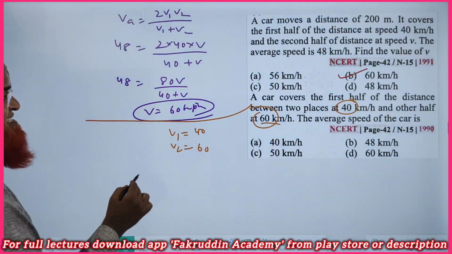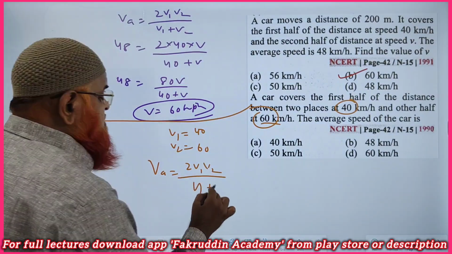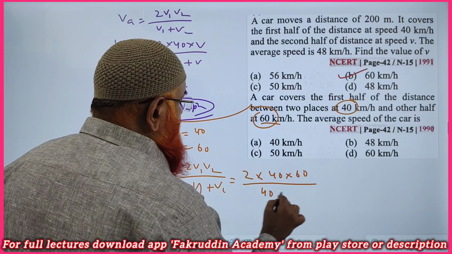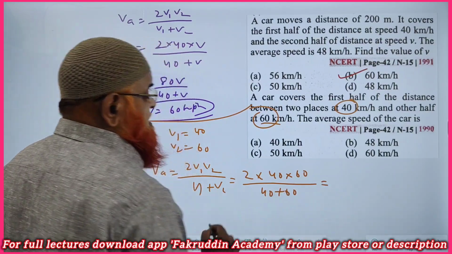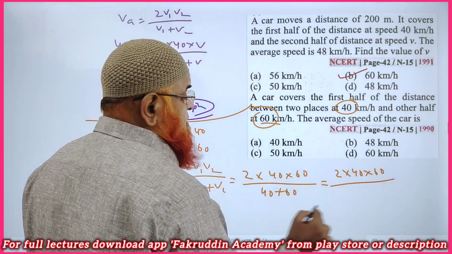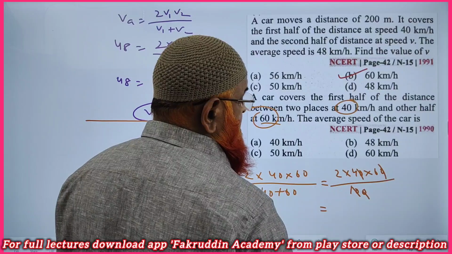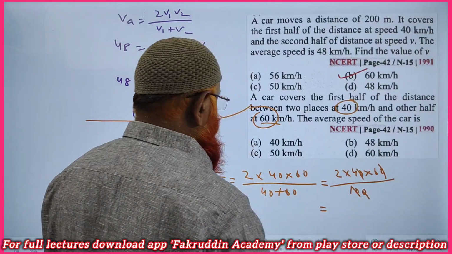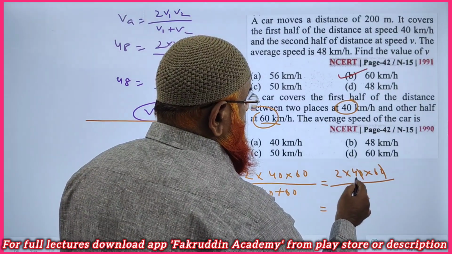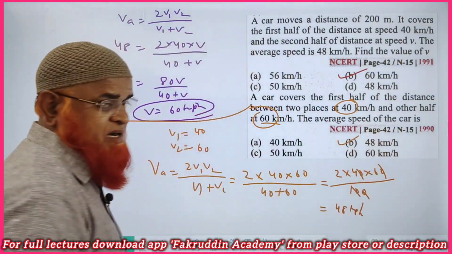If you want to just check it out, v average is equal to 2v1 v2 by v1 plus v2. 2 into 40 into 60 divided by 40 plus 60. That's it. So you can just keep it like that, 2 into 40 into 60. 40 plus 60 is nothing but 100. Remove these two zeros here. So what is left now? 48. 48 kilometers per hour is going to be our correct answer.